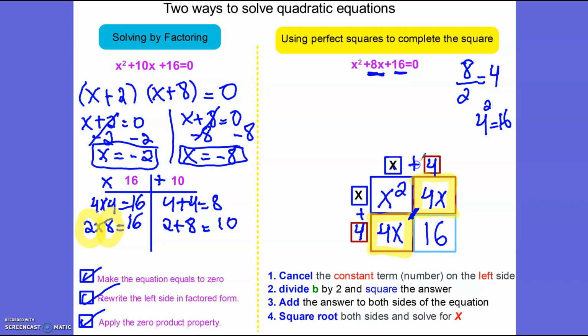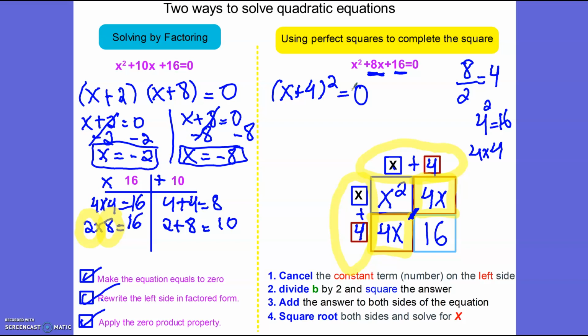So this is a perfect square. And I know that because both sides are the same. So I can write this in factor form as well. But instead of writing x plus 4 times x plus 4, I can just write x plus 4 squared. Like you do here, instead of writing 4 times 4, we write 4 squared. And this is the factor form for this equation. Okay?